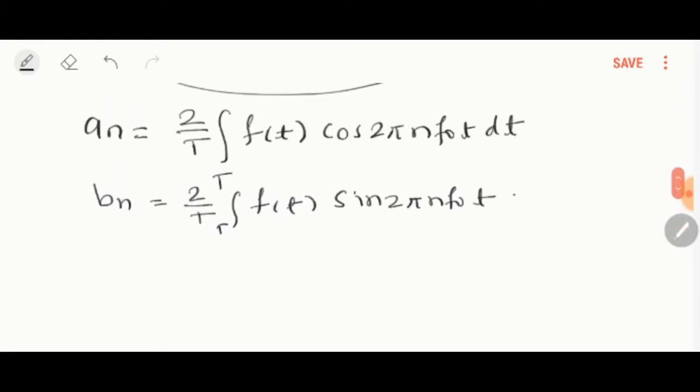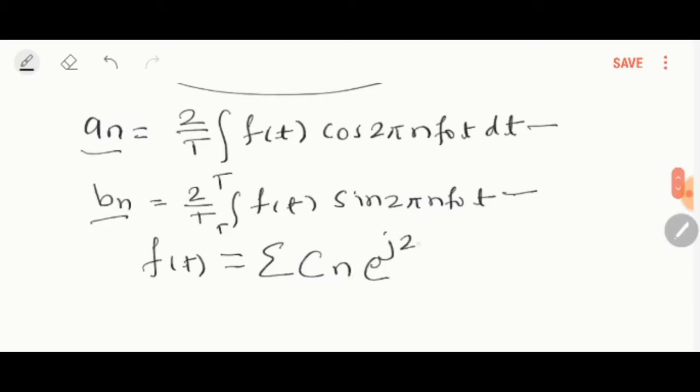Now instead of calculating this an and bn separately, we are calculating a single coefficient called cn, and this cn will be used to reconstruct f(t). So we can write cn into e to the power j 2 pi n f naught t. We are using here Euler's identity.